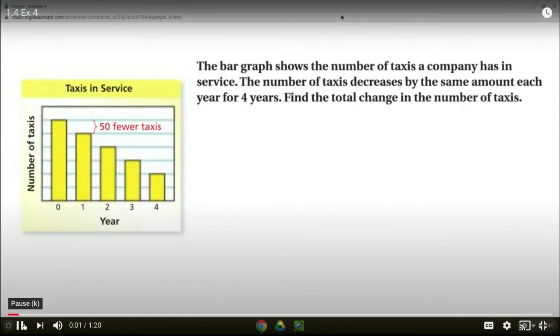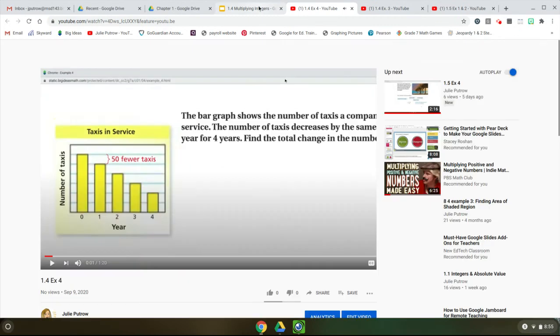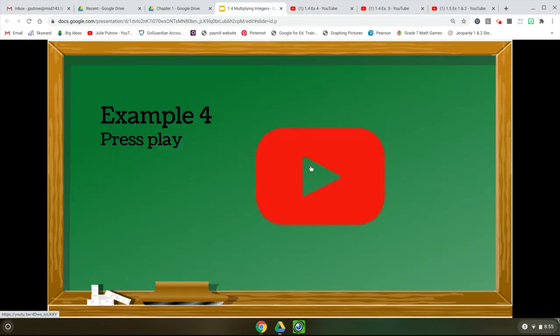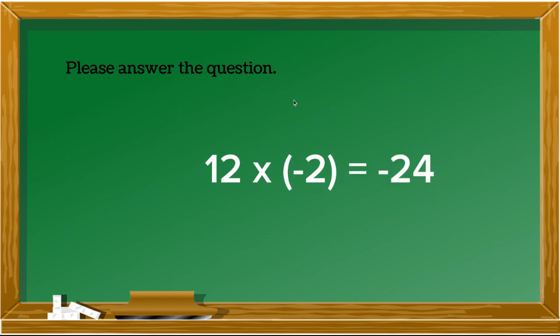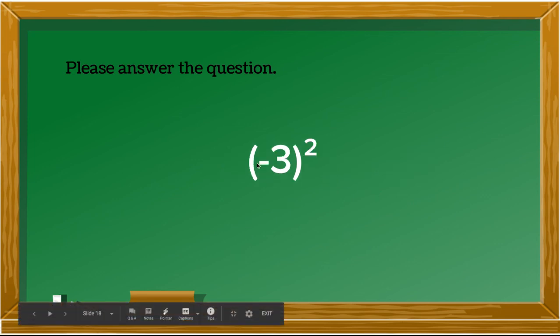Okay, so back to our display here. All right, so every time I come up with a slide, I want you to jot down your answer, and the next slide will tell you if you're correct. 12 times a negative 2. Write down your answer. You should have gotten a negative 24, positive times a negative.